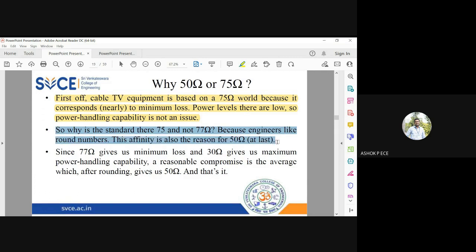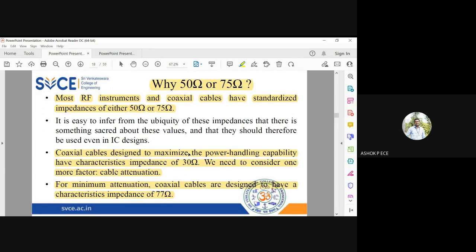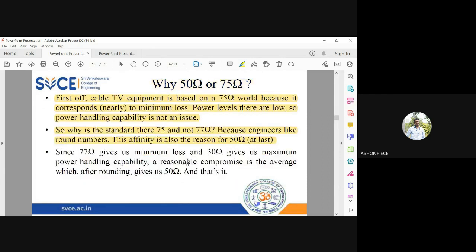At last, what happens? 77 ohms gives minimum loss. As we have seen here, 77 ohms gives minimum loss, and 30 ohm gives maximum power handling capability. So if you take the sum, it becomes 107. 107 by 2 is going to be 53.6. So we are going to approximate that to bring it to 50 ohms. So at 50 ohms, I can say it is going to have a very minimal reasonable loss, and also it is going to provide us maximum power handling capability.